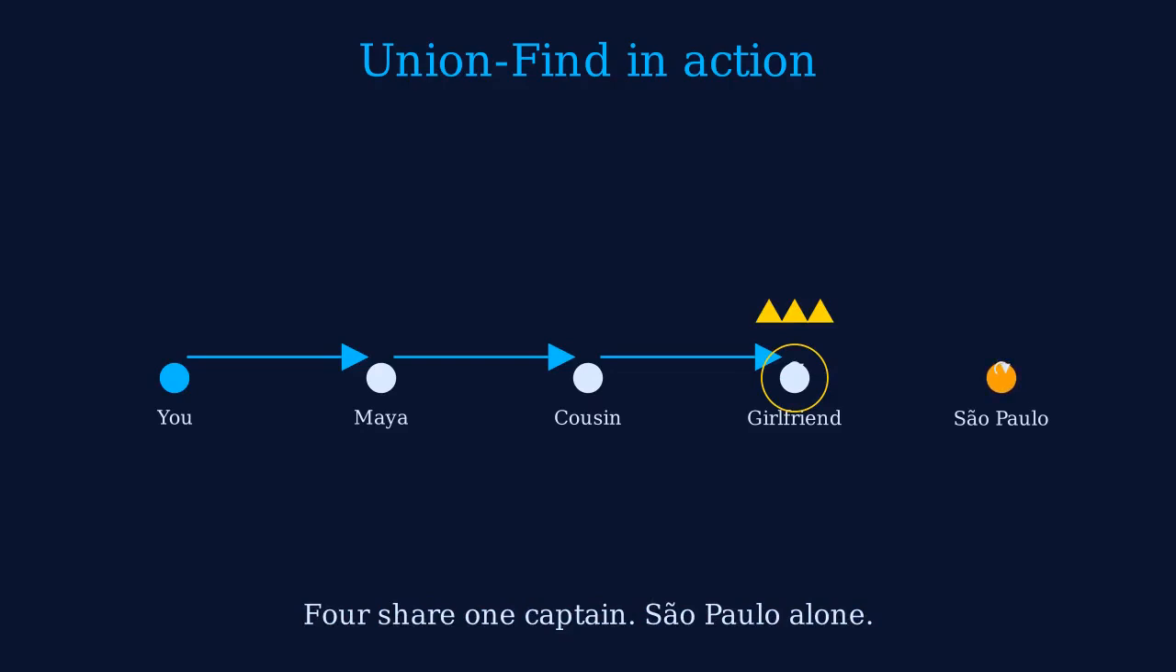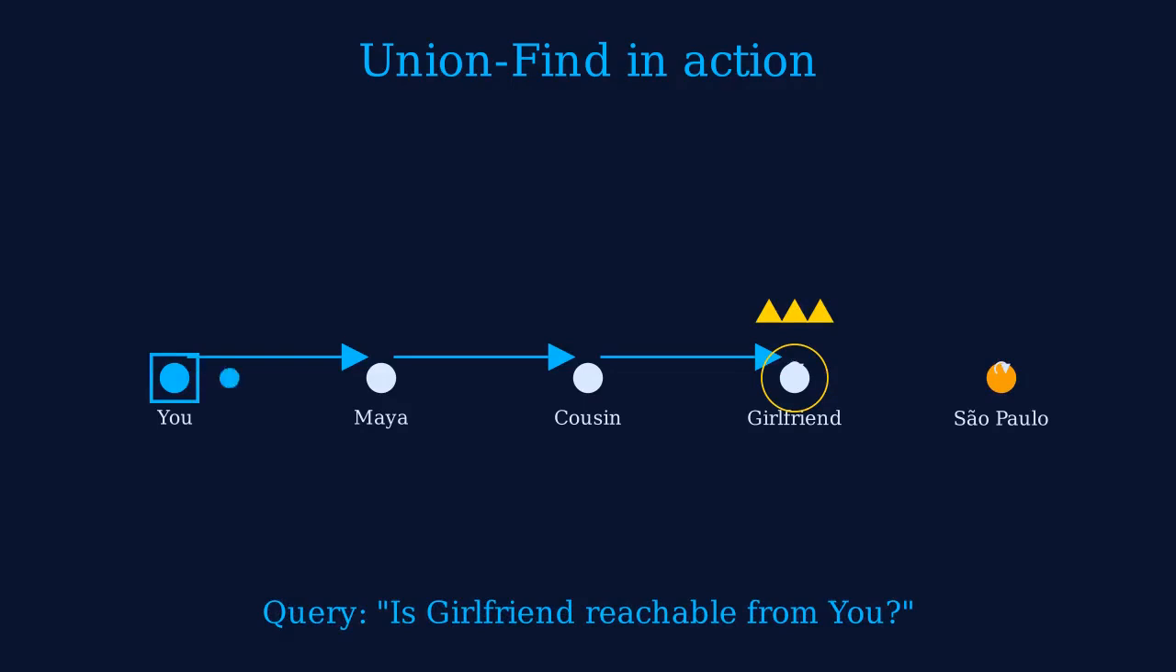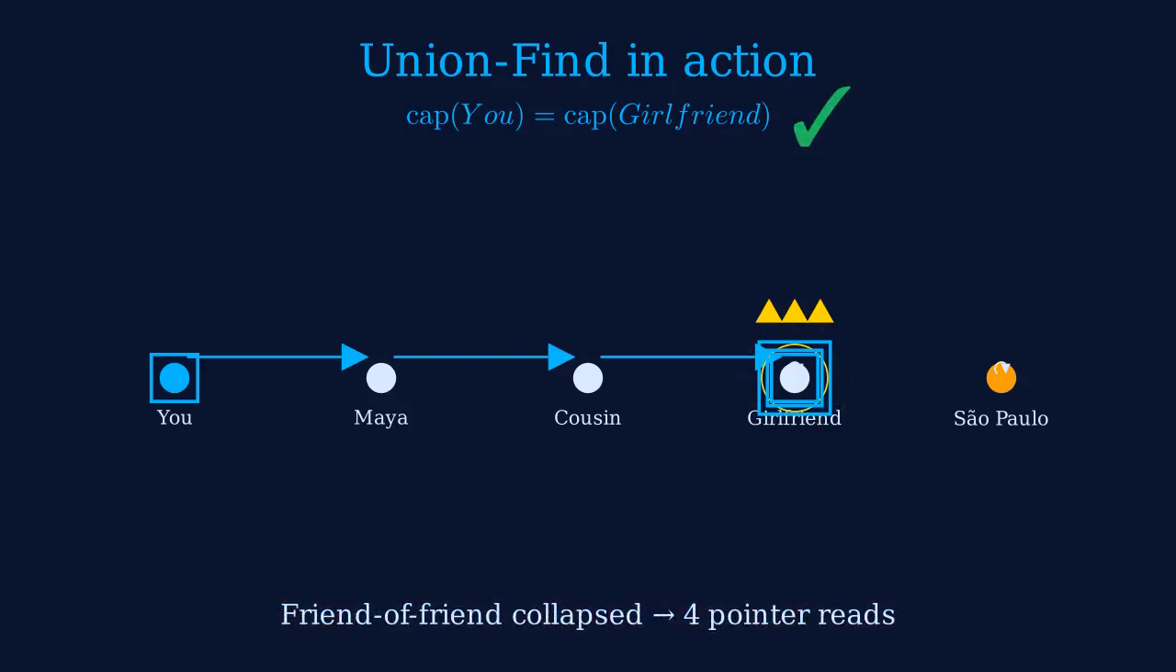When Instagram's recommender asks, "Is the girlfriend reachable from you?" it doesn't walk the chain Maya, cousin, girlfriend. It checks your captain. It checks her captain. Match, boom. You're a candidate for the suggestion in 4-pointer reads. The friend of friend of friend got collapsed into one disjoint set. That's the title of the video.